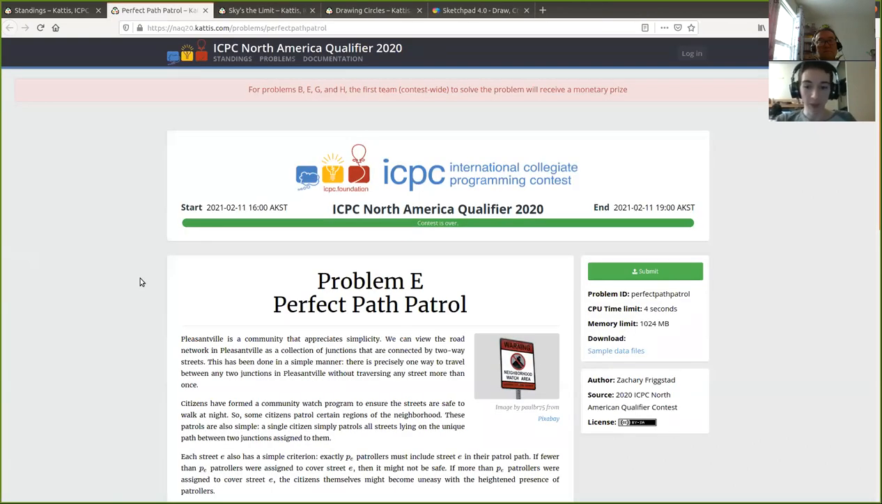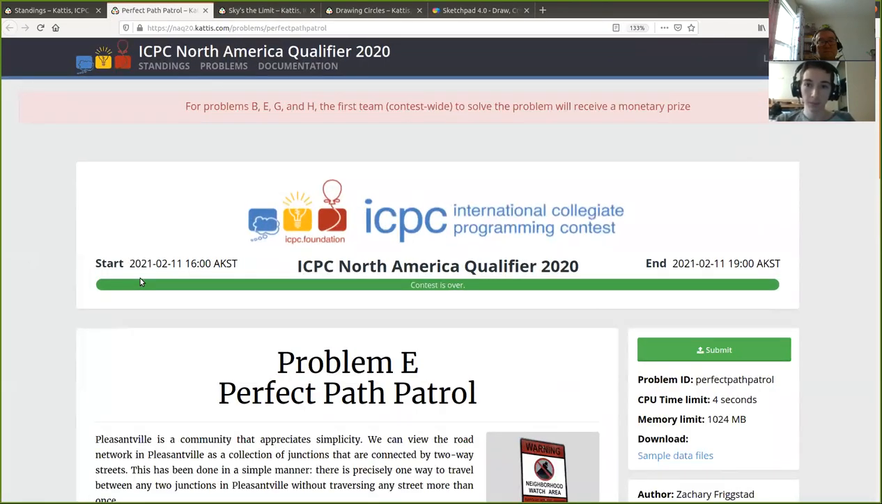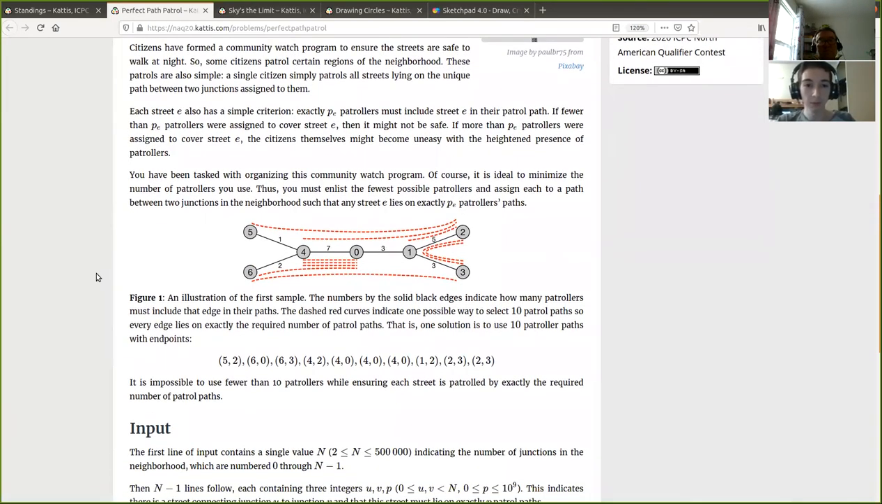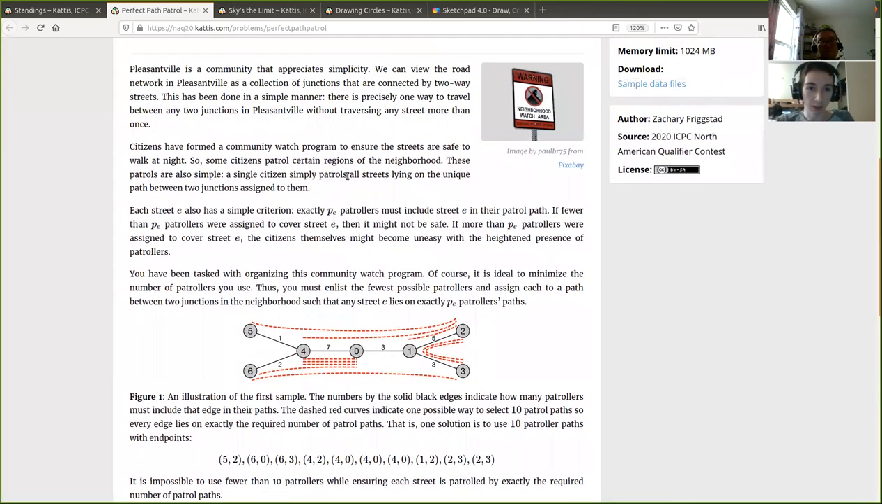I guess let's move on to E. So in problem E, we have a tree, and each edge has a requirement to be covered a certain number of times. Like this edge needs to be covered 7 times, this edge 3 times. Is it exactly that much, or at least? I think it's exactly. Exactly, yeah.